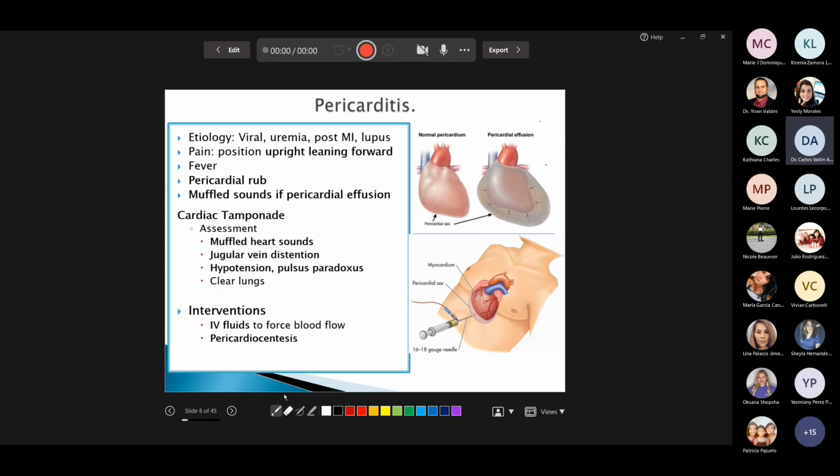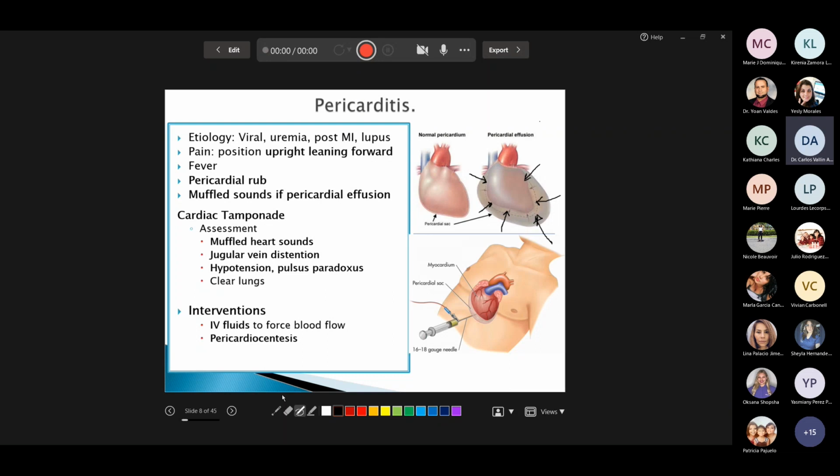If the amount of liquid is small, then you only hear muffled heart sounds, but the patient is okay. Because the amount of liquid is small, you have muffled heart sounds. But if the amount of liquid is important and you have an important accumulation of liquid, this liquid is going to strangle, to squeeze the heart. Understand? And now is when the patient starts becoming not okay.